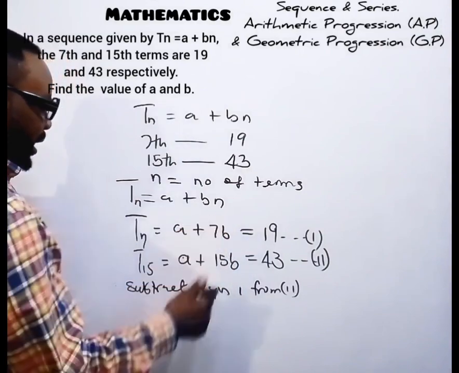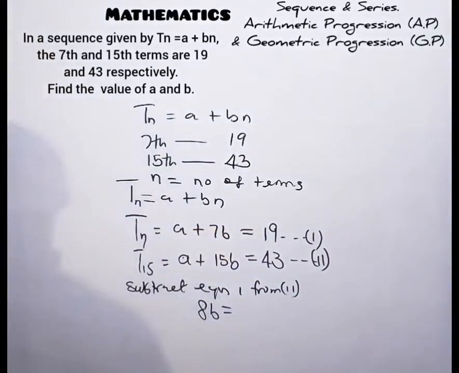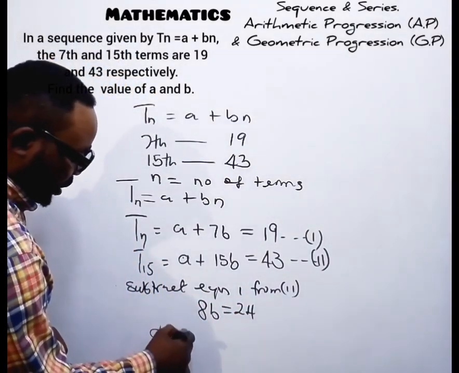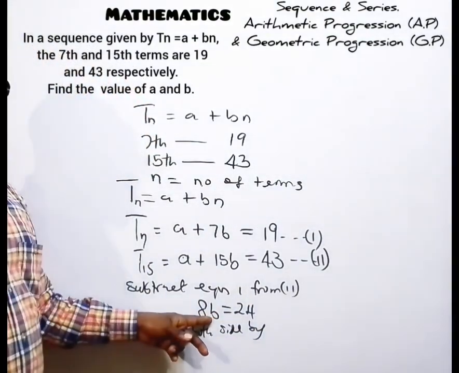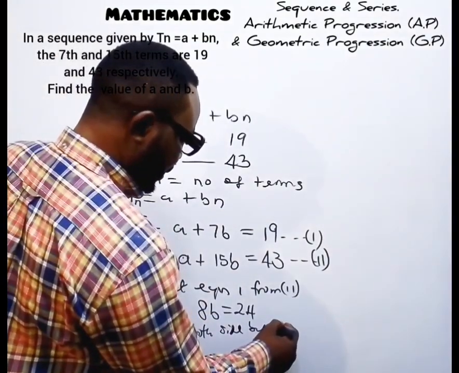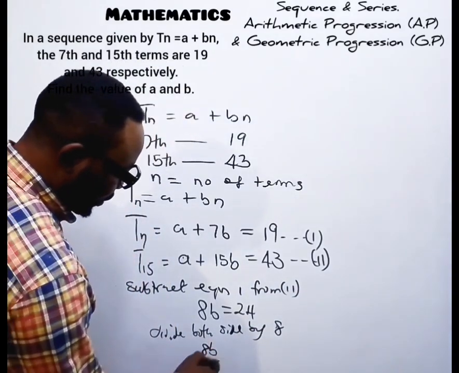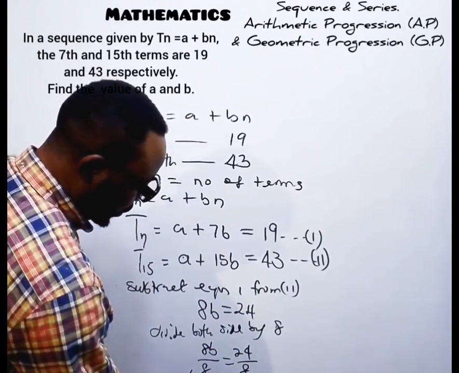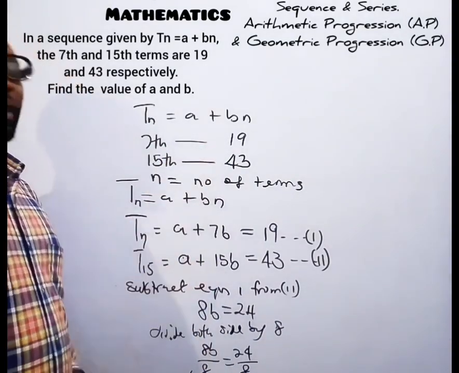Then 15 minus 7 will be equal to 8b, which equals 43 minus 19. 43 minus 19 will give us 24. We can now divide both sides by what? By the value that is attached to our b here. That's 8, the coefficient of b. So 8b over 8 equals 24 over 8, where b will be equal to 3. That is the value of our b in this expression.